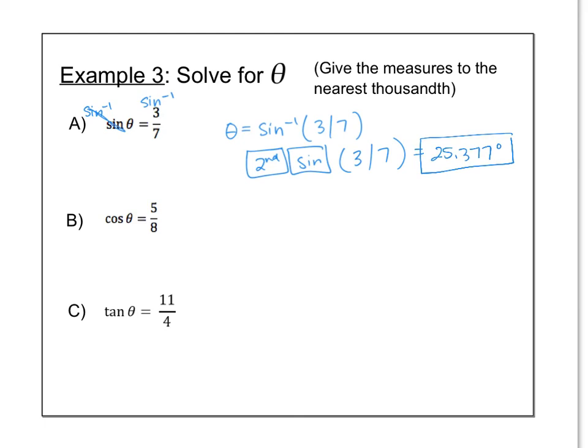Let's try part B. So to get theta by itself, we have to get rid of the word cosine. And so to get rid of the word cosine, I'm going to do the inverse cosine. They cancel each other out. So I have theta equals inverse cosine of 5 divided by 8. I type that in my calculator. I go second cos, 5 divided by 8. And this time I get 51.318 degrees. Make sure you label it because it is an angle and the measure is in degrees in this case. Go ahead and try part C.